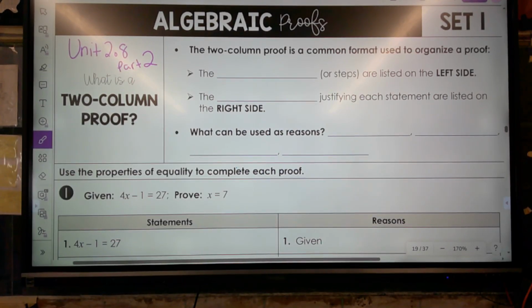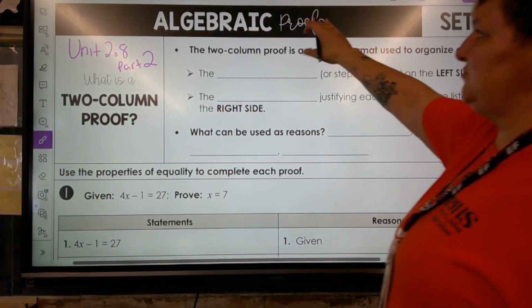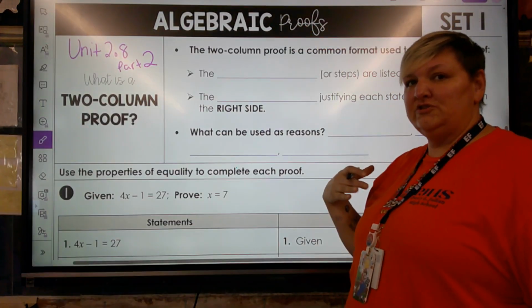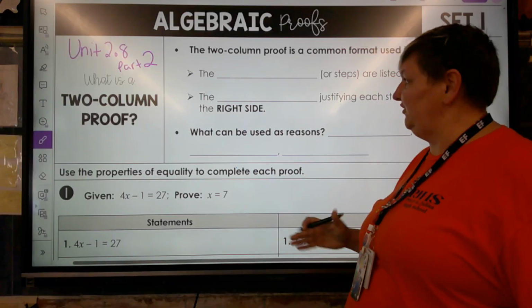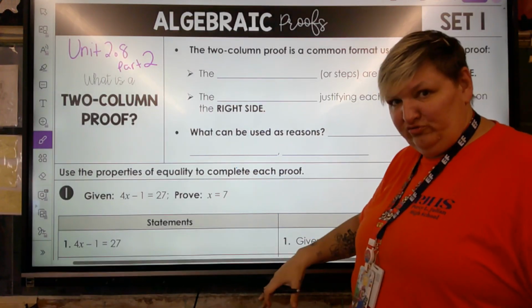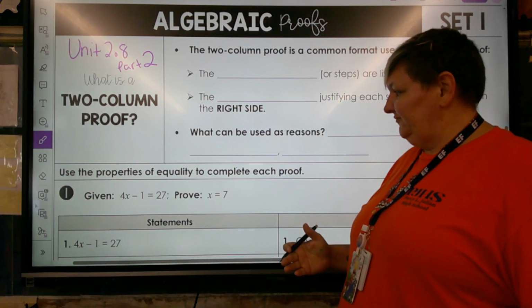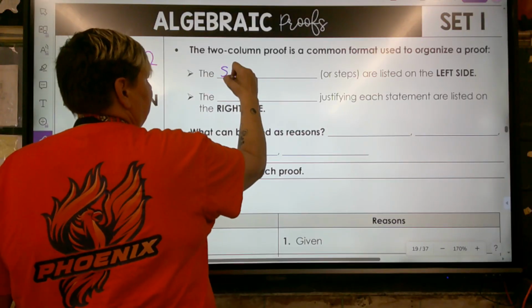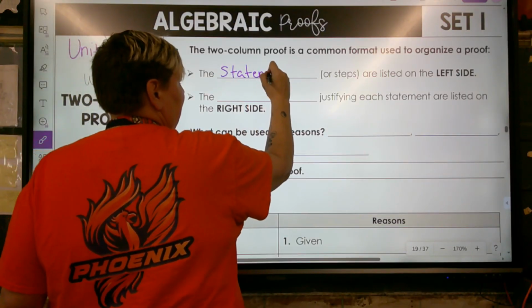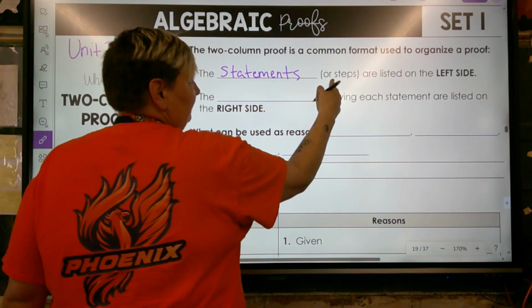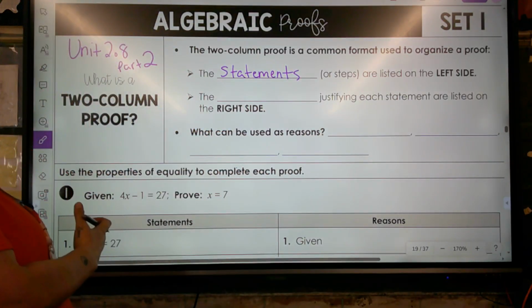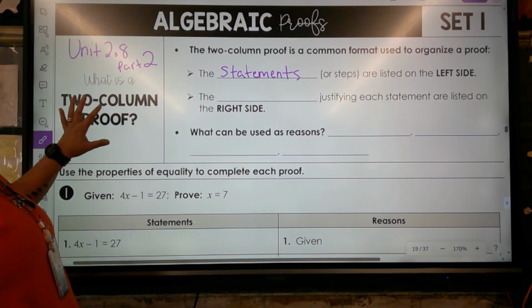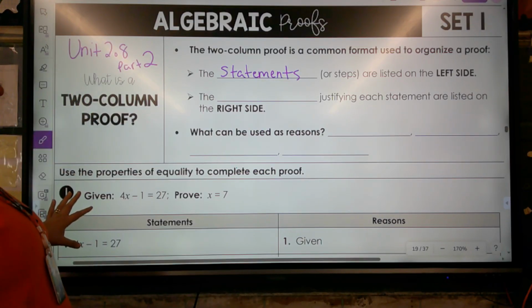All right, Unit 2.8, Part 2, Algebraic proofs. We're going to use the new properties of equality we just learned to prove statements. The statements, or steps, are listed on the left side because this is a two-column proof. So the statements are on the left.